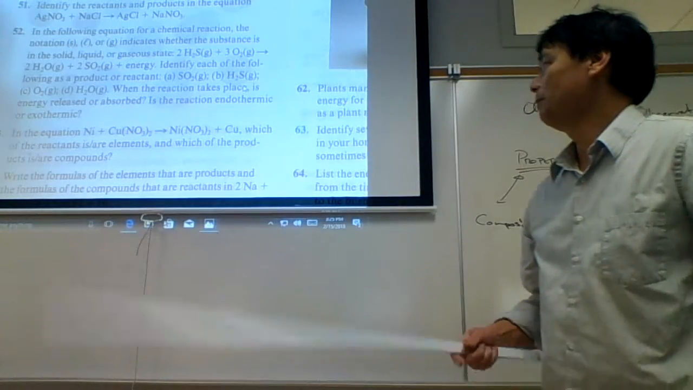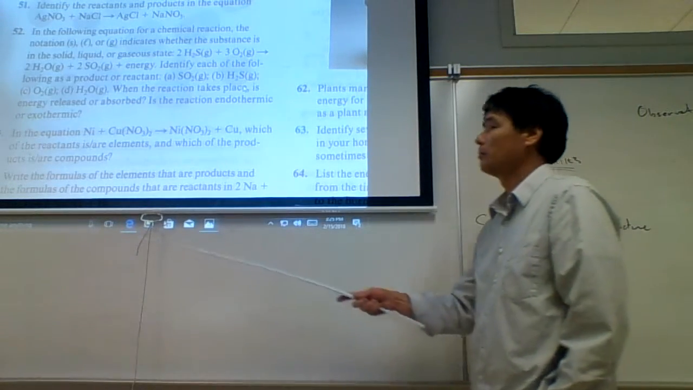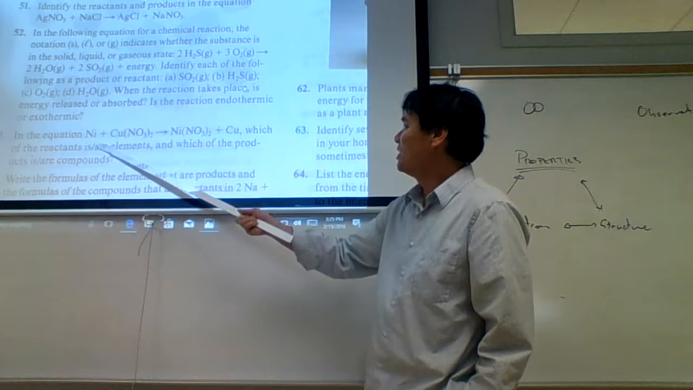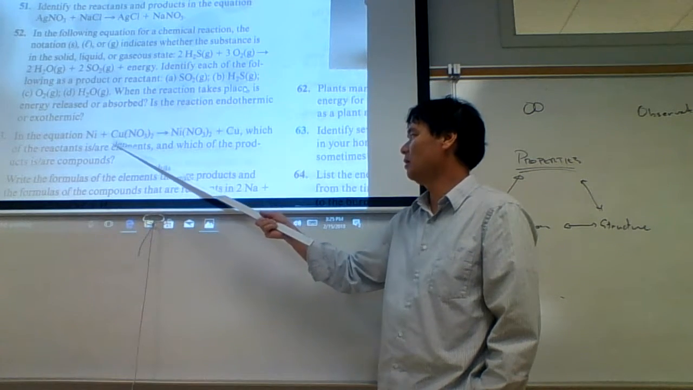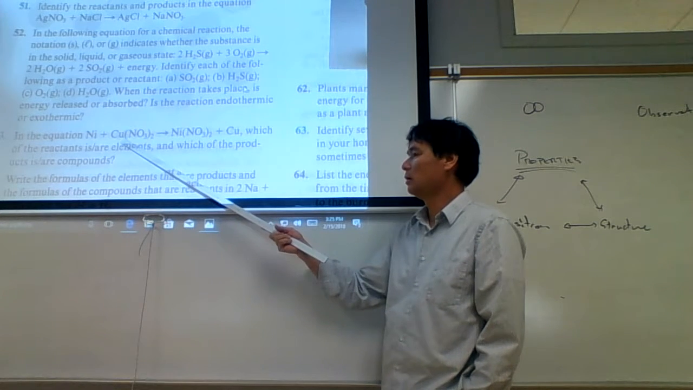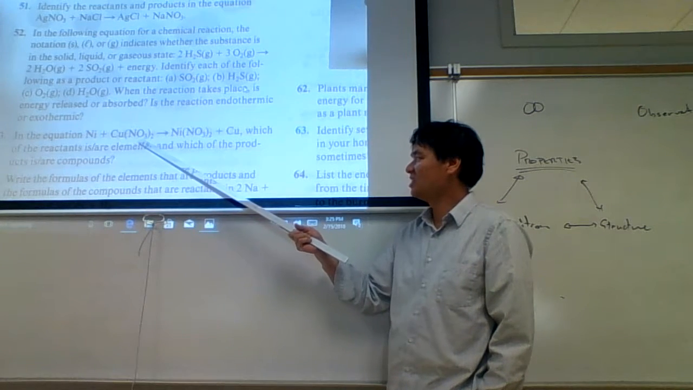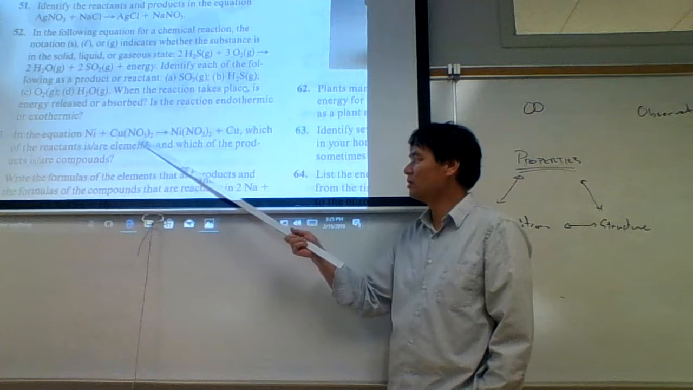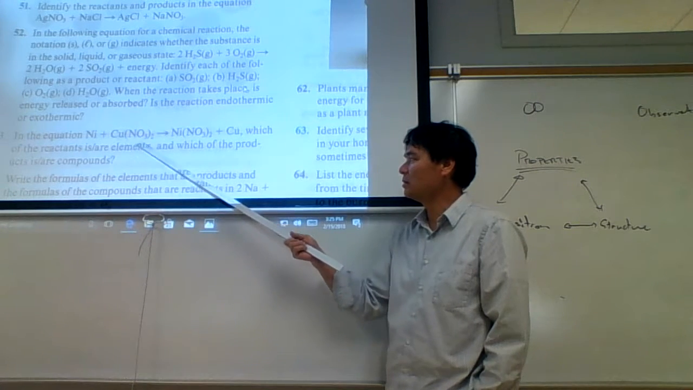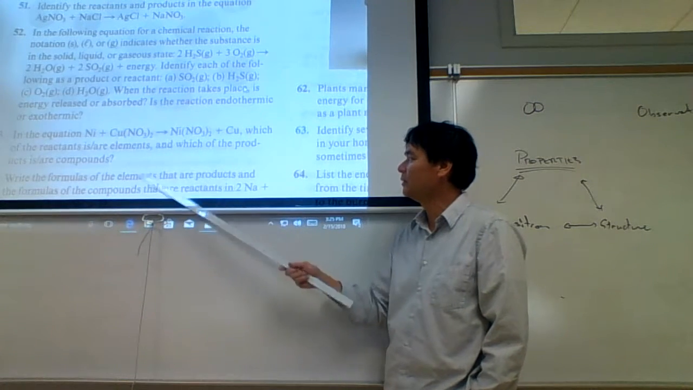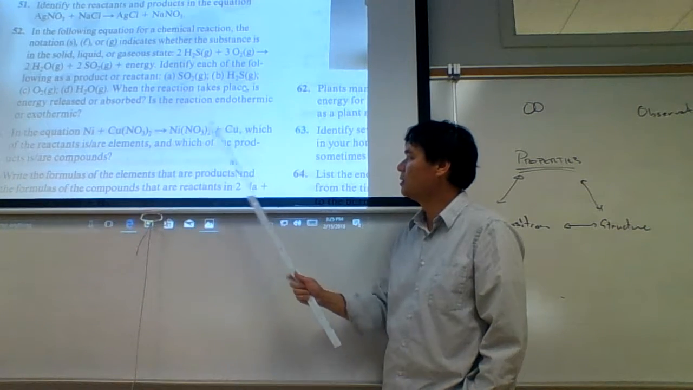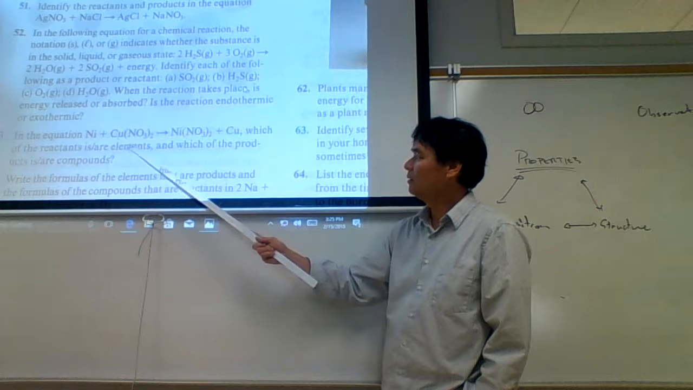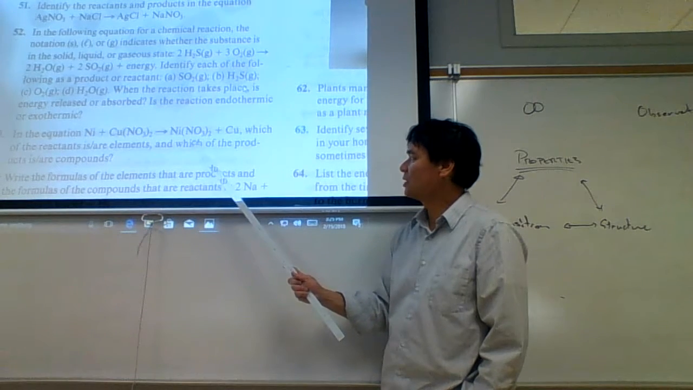Let's continue with some more problems. All right, in the equation, Ni is, do you know which element? Nickel. Cu? Copper. And then nitrogen and oxygen combined in this ratio is called nitrate. And so this is a compound called copper 2 nitrate. This one is nickel 2 nitrate. This is copper. So nickel metal, copper 2 nitrate.